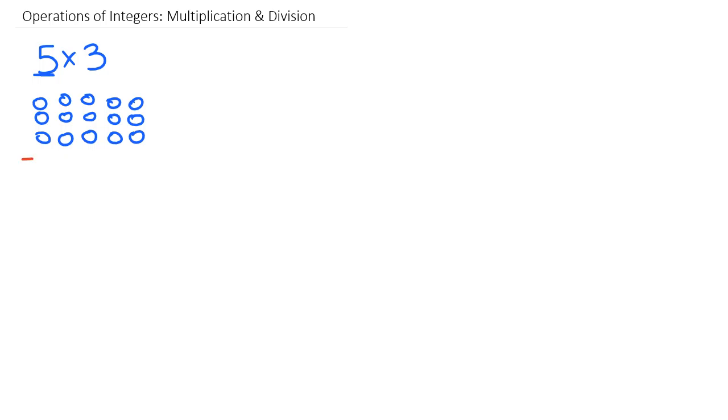So now let's see if we were to add all of these up. Let's say that these are 5 people with $3 each. Okay, so there's a total of $15 in this group.